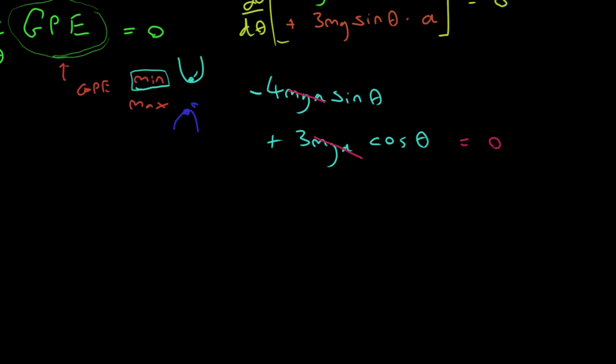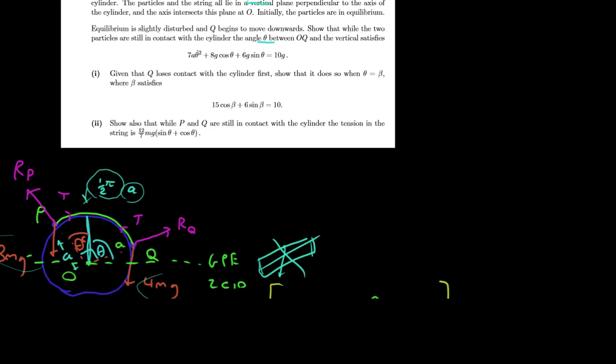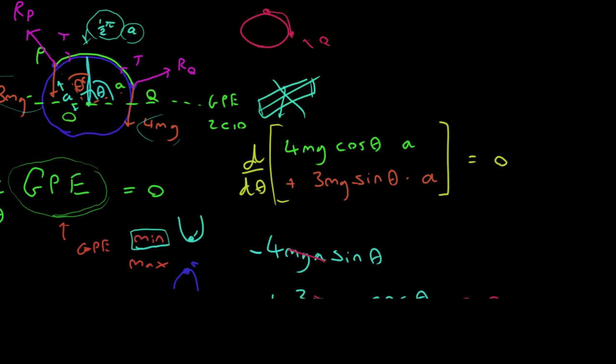Now taking the sine over the other side and then dividing across by cos, because we know that theta, realistically, is not going to be pi over 2. And why is it not going to be pi over 2? Well, because it's still in contact with the cylinder. We can just assume that it's never going to reach a point where the particles are like this. We would assume in our model that Q would have left the surface of the cylinder by that point.